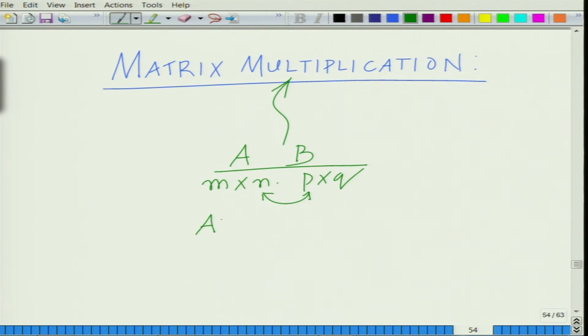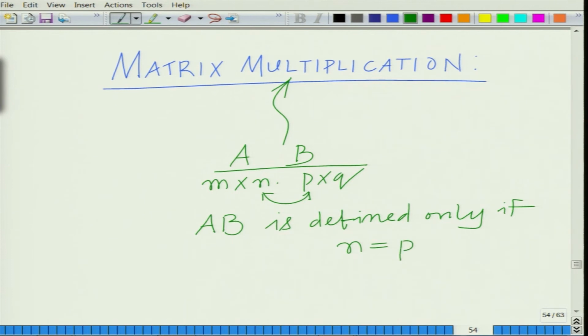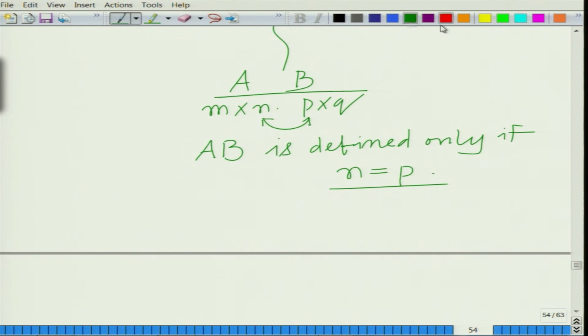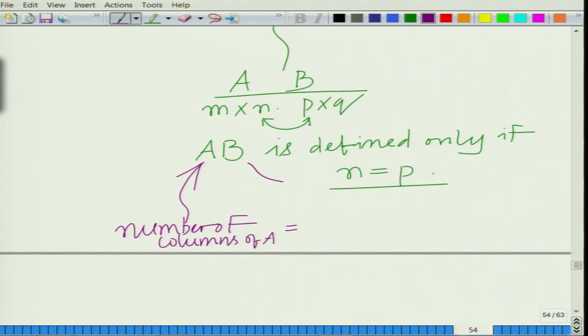So, AB or A times B is defined only if N equal to P, that is the number of columns of the first matrix should be equal to the number of rows of B. So that is important, number of columns of A equal to number of rows of B.